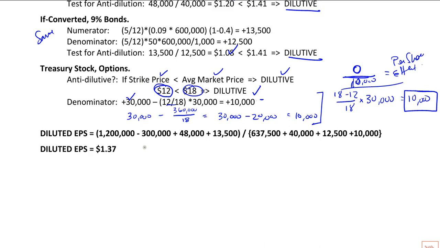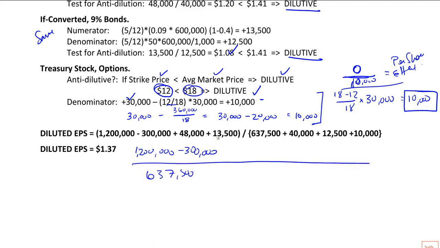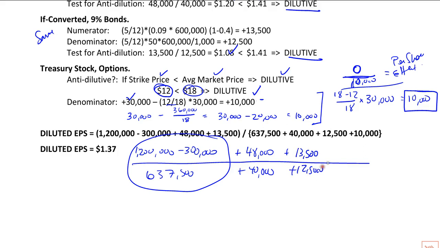So let me write this out for you in an over-under so it's a little easier to see again. So here's basic. We always start with that. Then we have our first dilutive security, which was 48,000, and it was over 40,000. Then our second dilutive security, which was 13,500 over 12,500. And our last one, you just add 10,000 in the denominator. You put it all together, you get $1.37 as your diluted EPS.